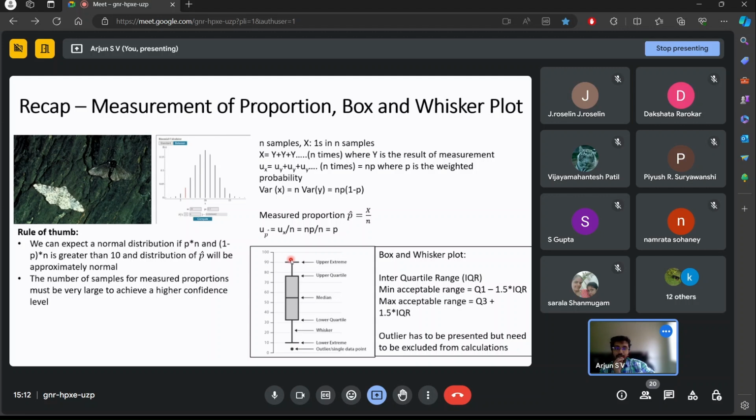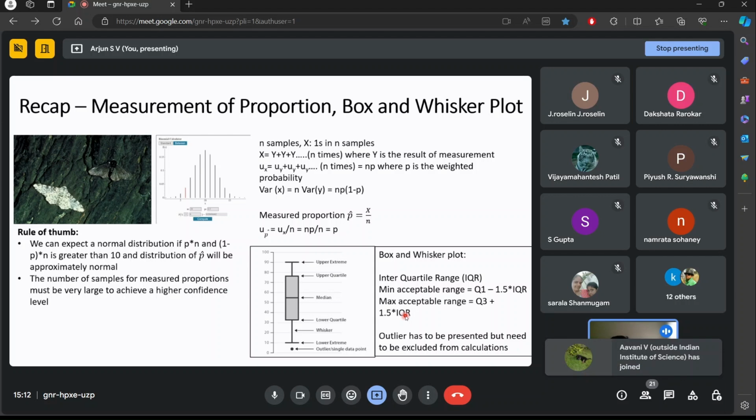Similarly, the upper extreme will be determined through the maximum acceptable range, which is the sum of the third quartile, the upper quartile, plus 1.5 times the interquartile range. So any data point which is higher than the upper extreme, this maximum acceptable range, will form an outlier.